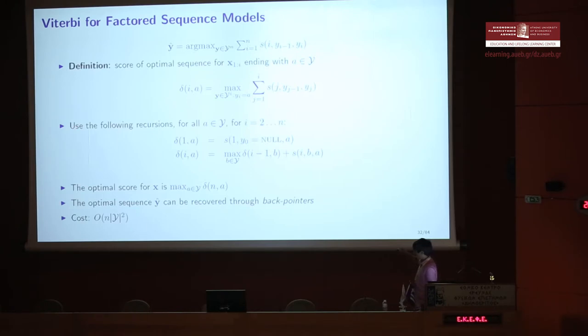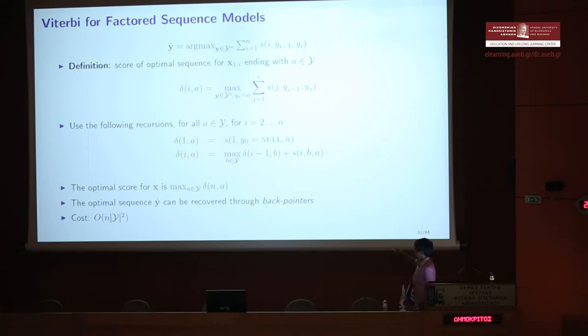So if my sequences are of just length 1, it's trivial. I'm just having a score here. So here's a detail: when in the first position there's no bigram, right? There's no previous label. I'm just using this convention.